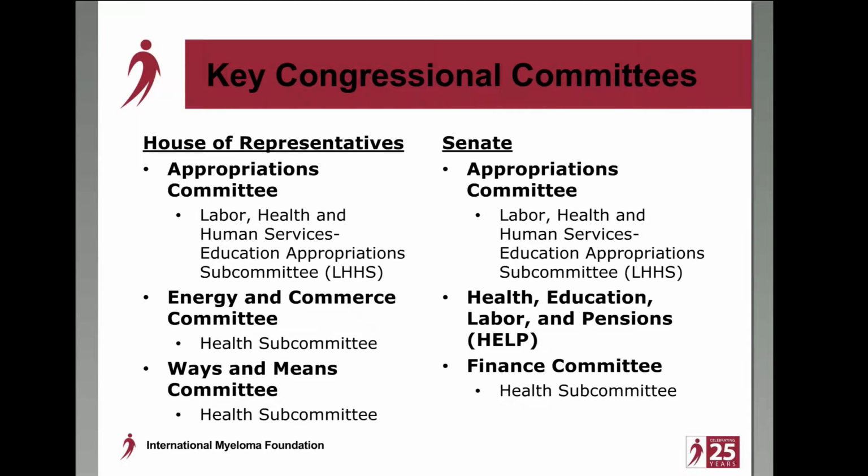So in the House, you have the Appropriations Committee, which has a subcommittee on labor, health, human services, education, and related agencies. The Energy and Commerce Committee also has a health subcommittee, as well as Ways and Means. And then in the Senate, they also have an Appropriations Committee. Their version of Energy and Commerce essentially is the Health, Education, Labor, and Pensions, or HELP Committee. And then finally, they also have a Finance Committee, which also has a health subcommittee.